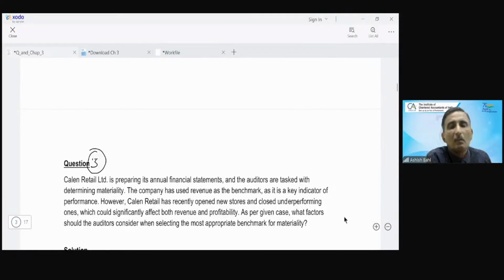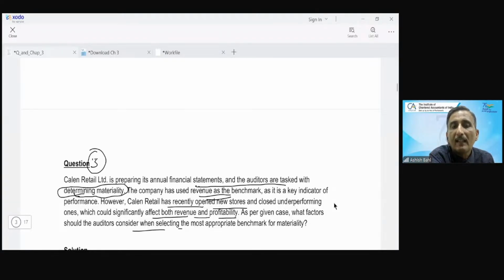Now this is a question on materiality, SA 320. There is a company, Calin Retail Limited, which is preparing its financial statements, and auditors are tasked with determining materiality. The company has used revenue as the benchmark. However, Calin Retail has recently opened new stores and closed underperforming ones, which reduced its revenues and profitability. Which factors should the auditor consider while selecting the most appropriate benchmark?